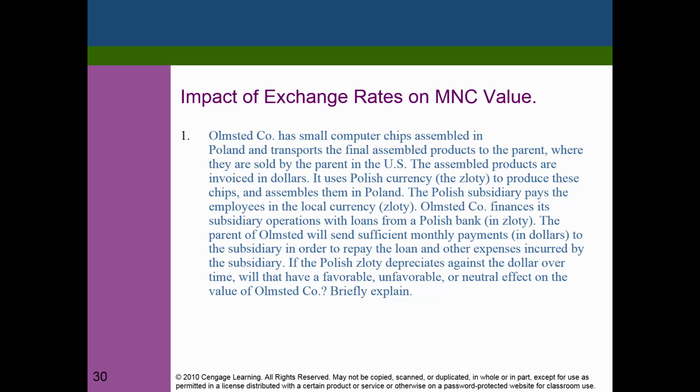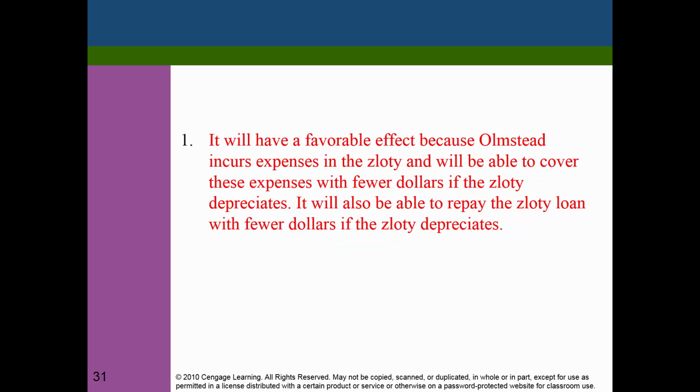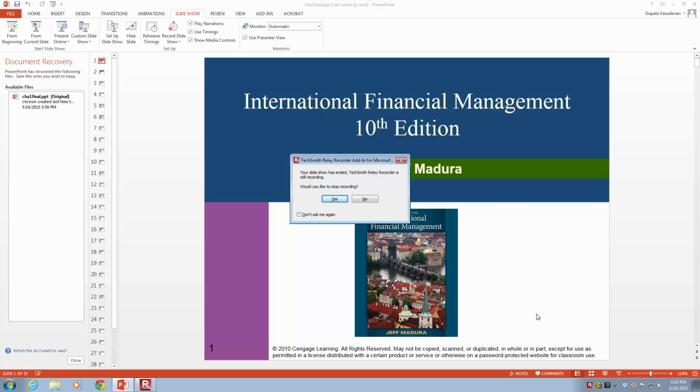So what we find here is that if the Polish zloty depreciates against the dollar, that is going to help the Olmsted Company. And the reason being that they need fewer dollars to pay the expenses. Okay, so that is going to benefit the parent company.